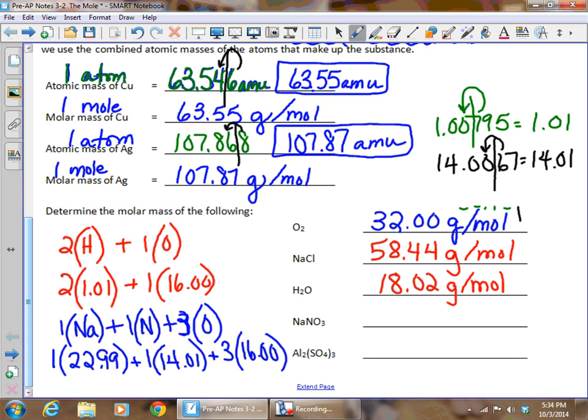1 times 22.99 plus 1 times 14.01 plus 3 times 16. And when we get our answer, it should be 85.00 grams per mole. 1 mole of NaNO3 weighs 85.00 grams.